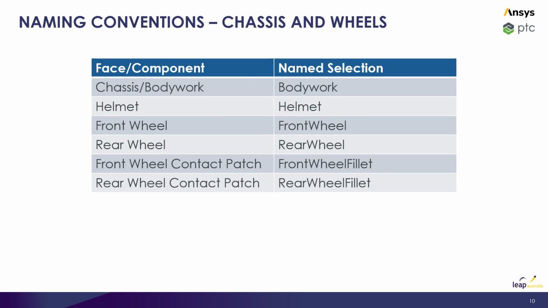The naming conventions also include general components such as the chassis or bodywork, helmet, wheels, and wheel contact patches, and can be expanded to include suspension, as is shown at the top of the PyFluent script. However, these are not included in the slides for the simplified geometry.